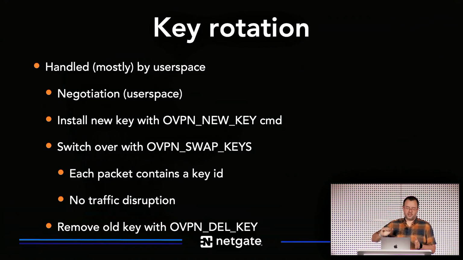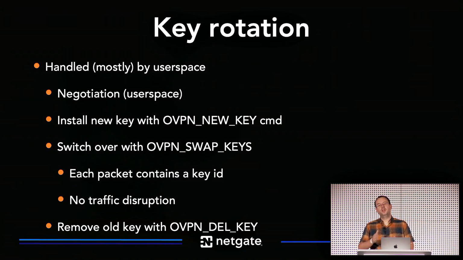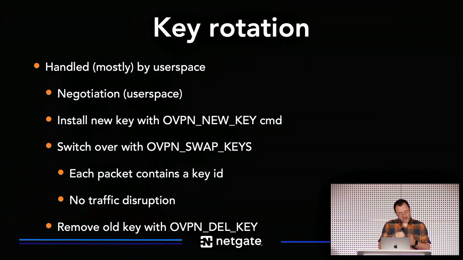So the kernel keeps an eye on the sequence numbers that it uses. Once it gets to a sufficiently high sequence number where it becomes time to negotiate new keys, but before it's actually too late, it will send a notification to user space with, hey, it's about time that you start your key negotiation, and then we do this whole key rotation dance.